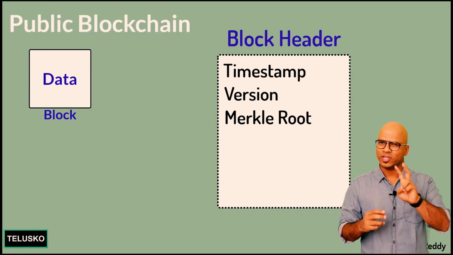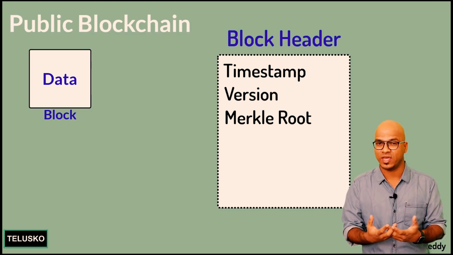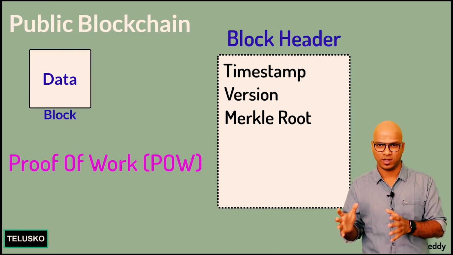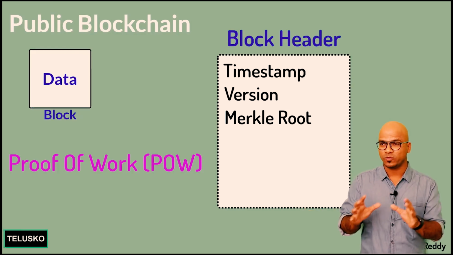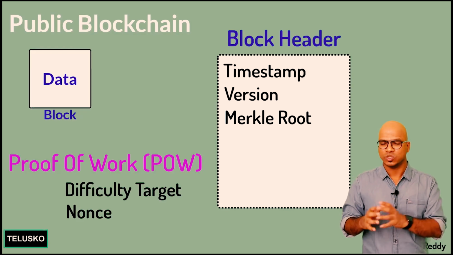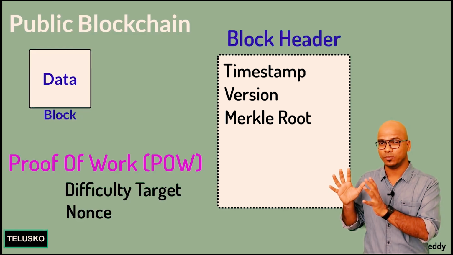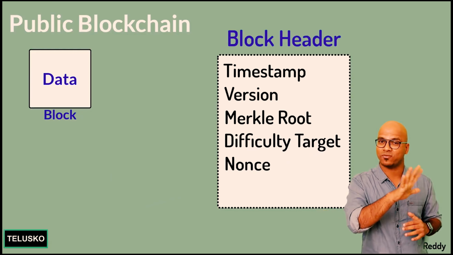Now what else? We need two more things. The moment you talk about public blockchain, one of the algorithms which is very famous is proof of work. Again, we'll talk about that later. But if you want to verify the block, we have to use POW, which is proof of work. And to make it work, we need two more fields. The first one is the difficulty target, and the second one is nonce. We'll talk about that once we talk about proof of work. But as of now, we need these two fields as well. Now we have talked about 5 fields.